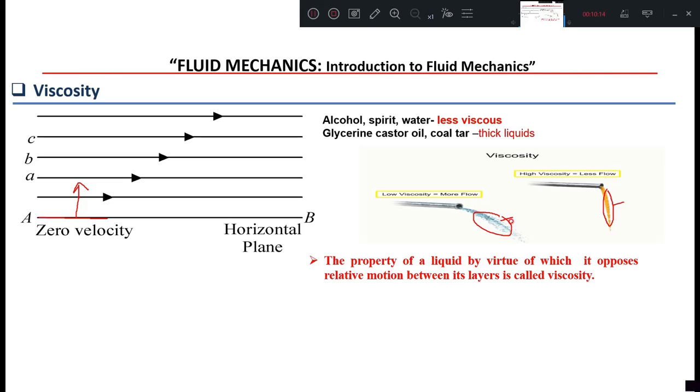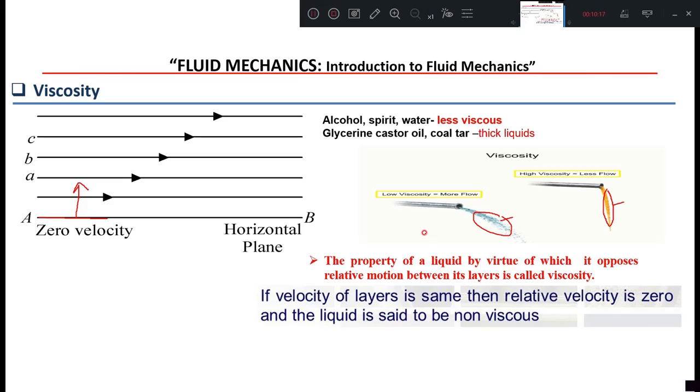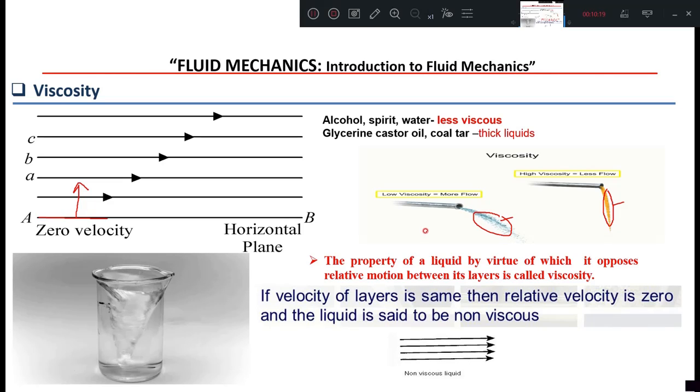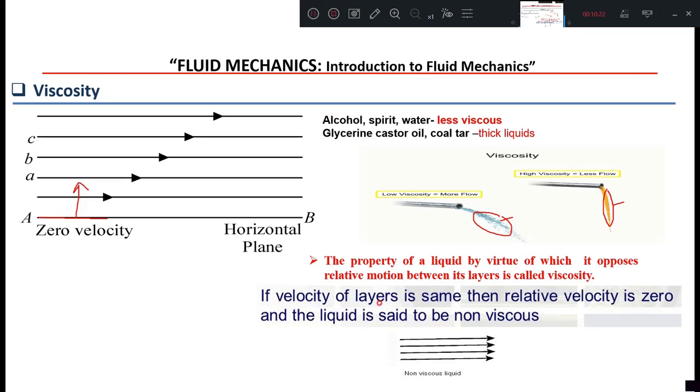Let us consider one more example here. Before that, if the velocity of the layers is the same, then the relative motion is zero and the liquid is said to be non-viscous. Means for a non-viscous liquid, there won't be any relative motion between the layers; all the layers will move with the same velocity. The relative velocity between two layers will be zero, hence those liquids are called non-viscous liquids.